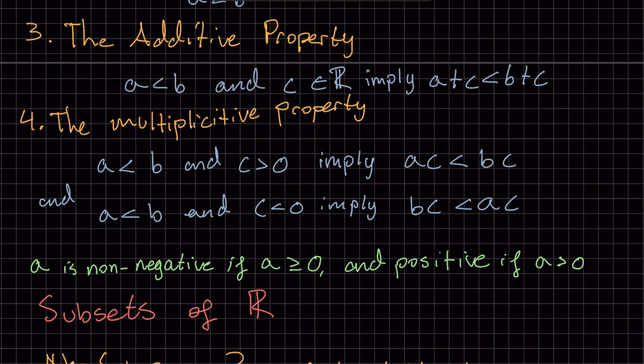The multiplicative property: a is less than b and c is greater than 0. You have two cases here. If a is less than b and c is greater than 0, then ac is less than bc. The second case is when c is less than 0. This implies that bc is less than ac, because when you have a scalar multiple that is less than 0, so it's negative, the inequality flips. a is said to be non-negative if a is greater than or equal to 0, and a is said to be positive if a is strictly greater than 0.